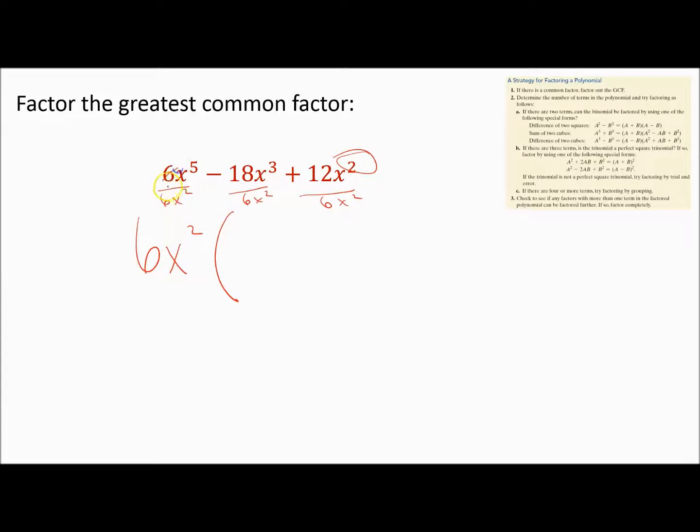So these 6's cancel, the x to the 5th and the x squared. Remember, you subtract exponents, so that gives you 1x to the 3rd. Do you have to write the 1? No, you don't, because this is multiplication. We'll simplify that shortly.